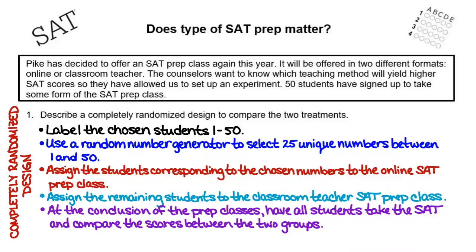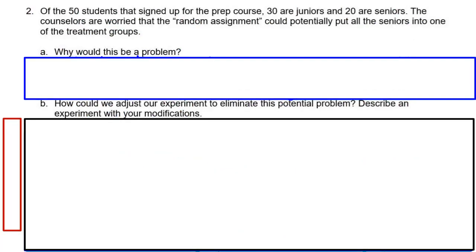All right, let's go down and look at number 2 now. Of the 50 students that signed up for the prep course, 30 are juniors and 20 are seniors. The counselors are worried that the random assignment could potentially put all the seniors into one of the treatment groups. Why would that be a problem?